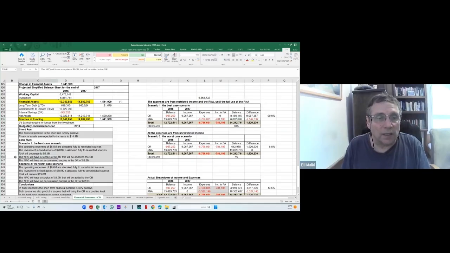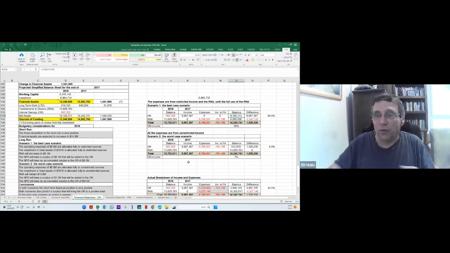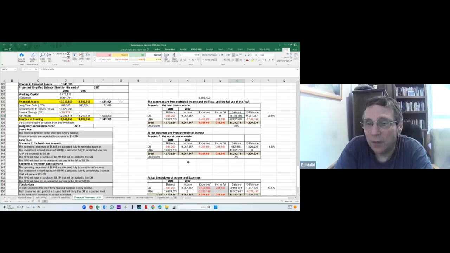The nonprofit will have a surplus of 9.1, okay, which is its entire income. That will be added to the operating reserve, and it will have an accumulated surplus in the operating reserve of 8.2 million. Okay, so this is just a verbal description of what I've just explained. And once you write it, we make sure, you and I, that you understood what you saw in the table of the best case scenario. Okay, is this clear?